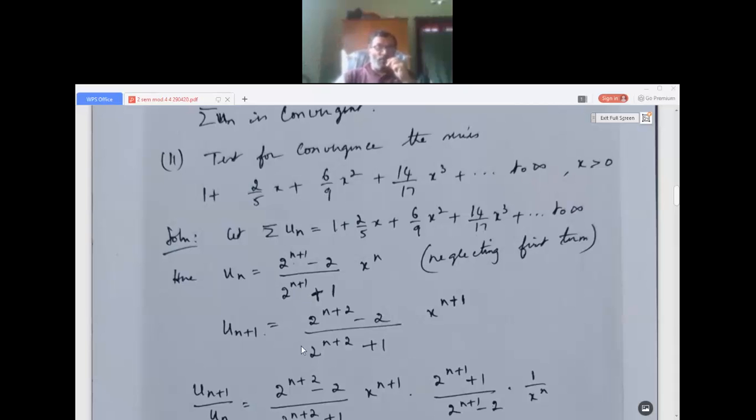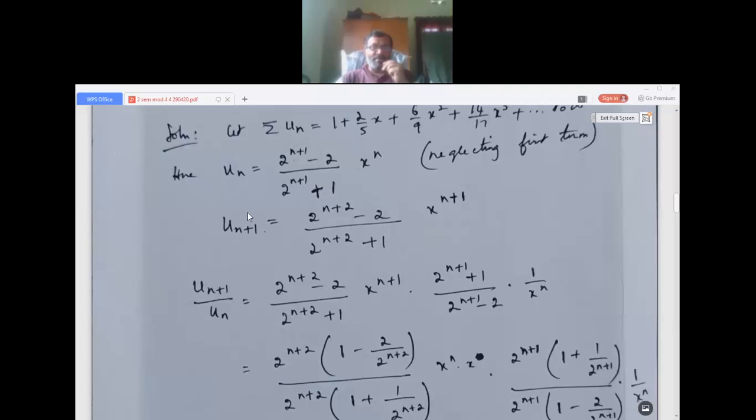Okay, then u(n+1) equals here. What we do here, see. Wherever n, put n plus 1. So what happens? n plus 1 means n plus 1 plus 1. 2 power n plus 2 minus 2 divided by 2 power n plus 2 plus 1, x power n plus 1. So here, this is the n plus 1th term.